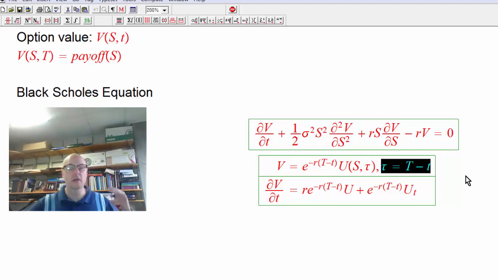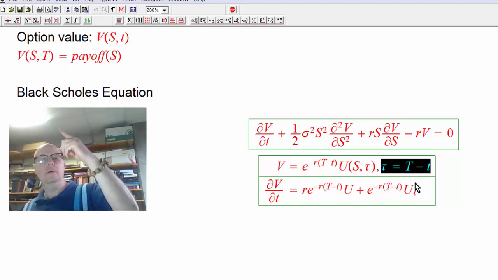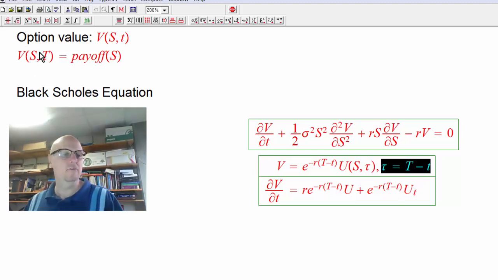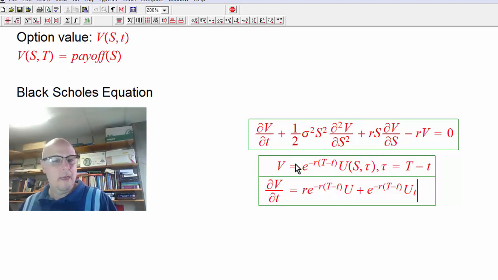We'll do this part of the substitution when we make time run backwards, because as little t goes up, time left goes down. And because we have our initial condition at the payoff when tau is equal to 0, we want to start tau at 0 and go forward. Tau at 0 going forward is little t at big T going backwards. But anyway, let's do this substitution. The other stock derivatives, so that's dV dt.